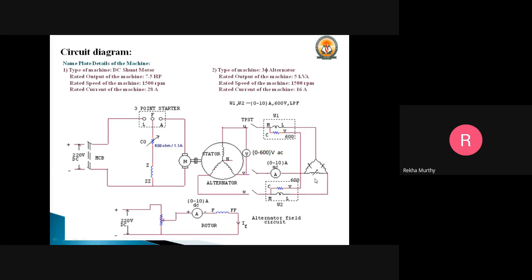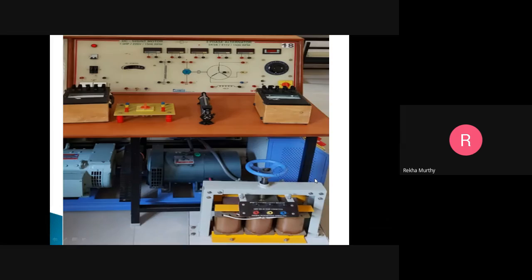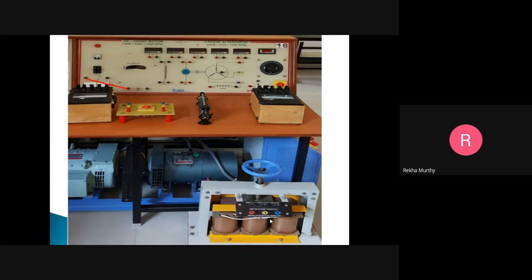Now let us see the connections. These are the equipments which you can observe: the two LPF wattmeters which you require, the TPST switch, the rheostat, and the same setup we have to make use of. In addition to that, one inductive load. This also will have 3 terminals, and these 3 terminals need to be connected in a delta fashion. Let us see what the connections are.